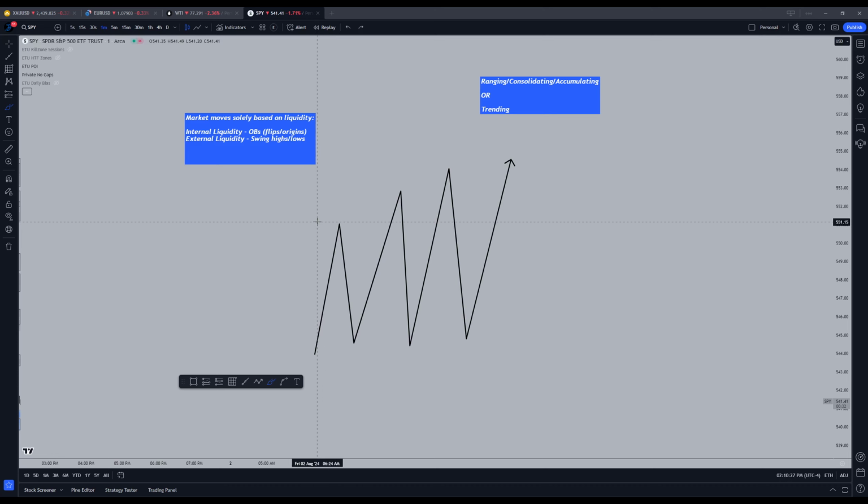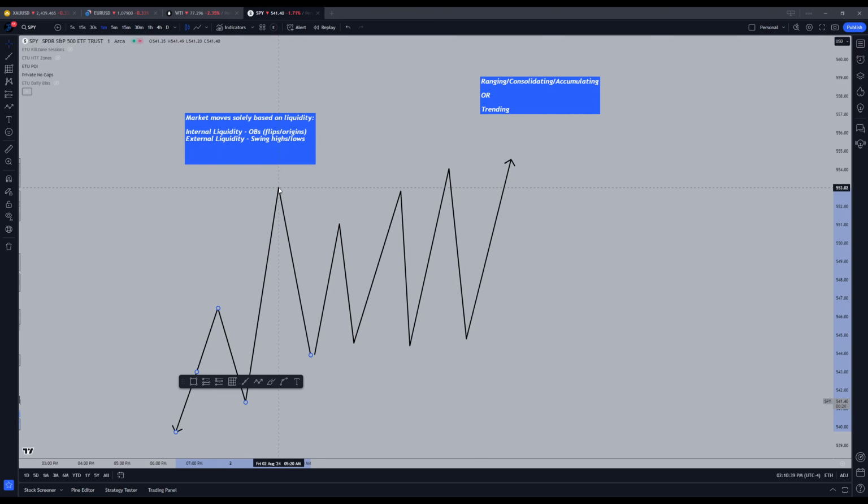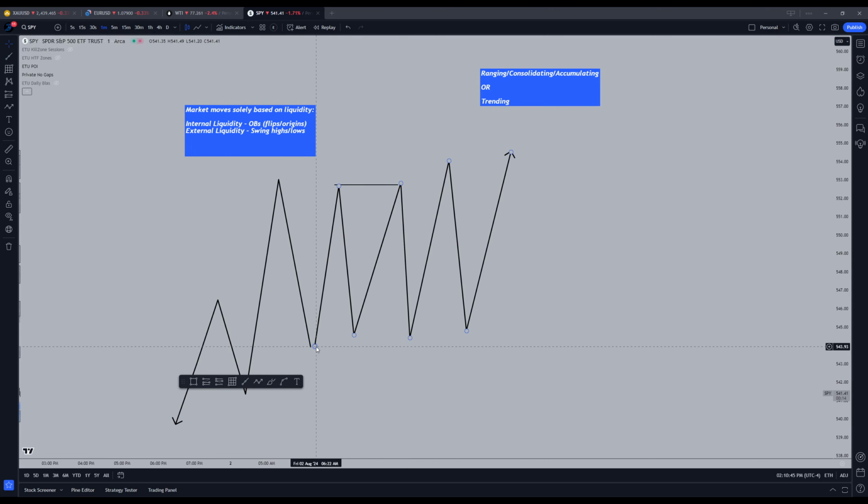But in a ranging, consolidating market, let's say over here on the left, we were actually very bullish, and then we started creating this range. You guys should know this already. We apply my range model here for structure. You can either wait for sweeps to occur, or you could just take the origins only. You trade from edges when we have a range.